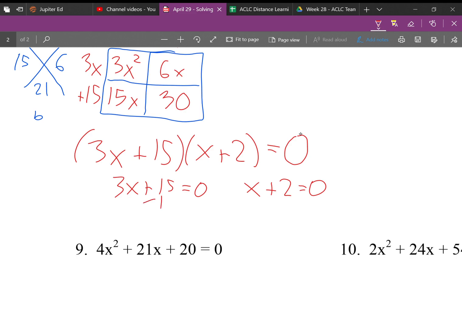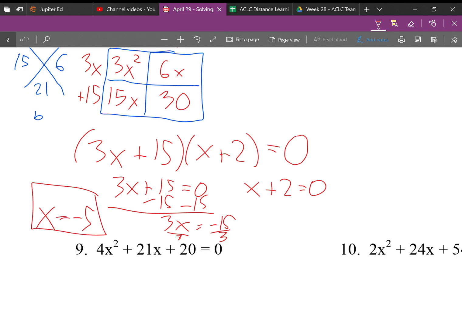So here I need to subtract 15 from both sides. This gives me 3x equals negative 15. Again, I'm sorry about the space. I'm going to divide by 3 here. Negative 15 divided by 3 is negative 5. Let me just write that over on the side. x equals negative 5 as one of our answers. For the second answer, I'm going to subtract 2 from both sides, and that would give me x equals negative 2.